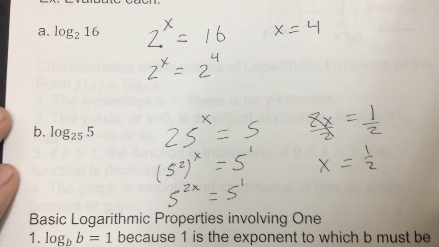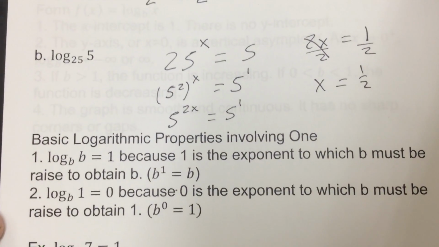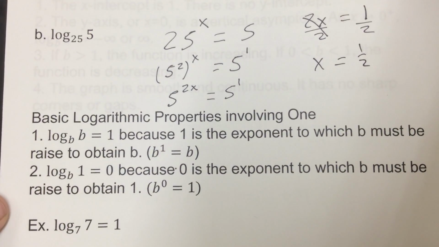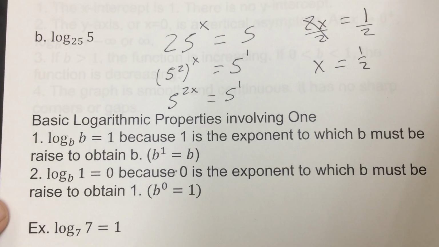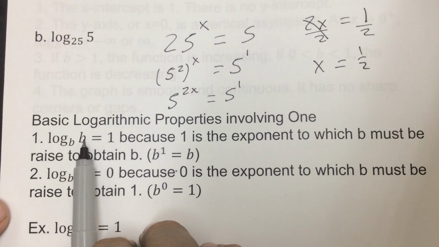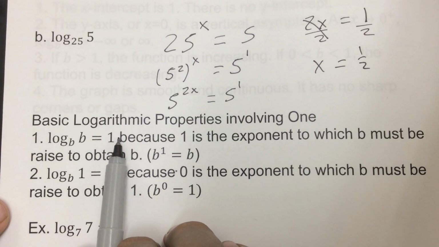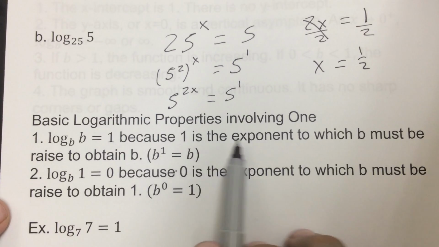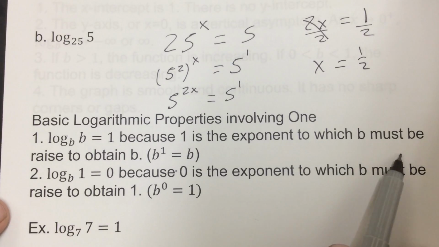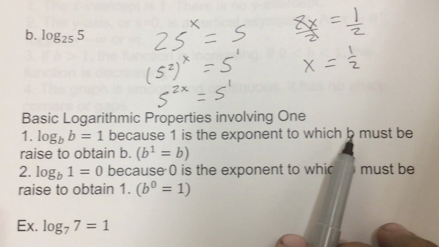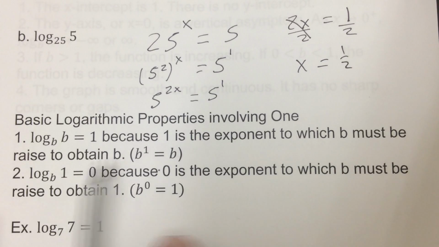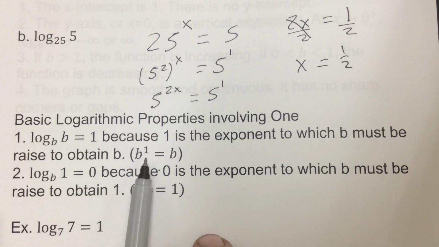Now, some basic logarithmic properties that involve 1. Well, log base b, looking for b, is going to be 1. So it's going to be 1 because the exponent to which we must raise b to obtain a b is just b to the first.